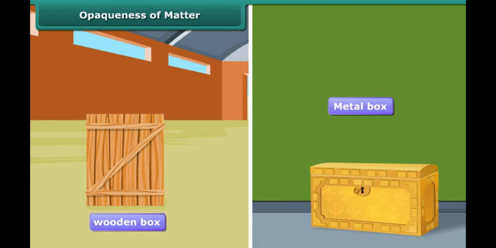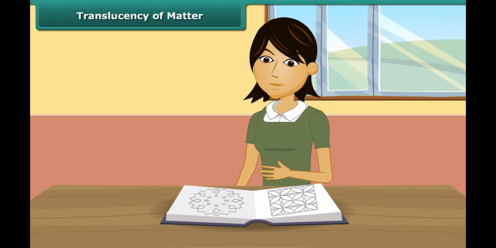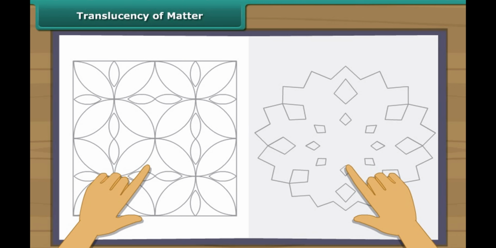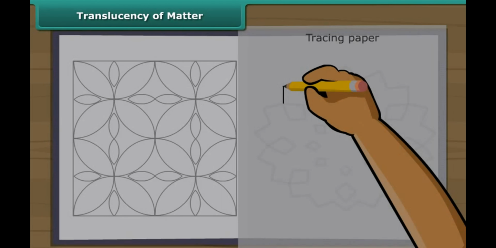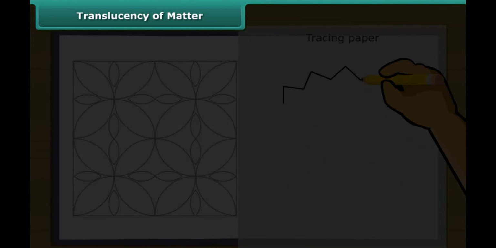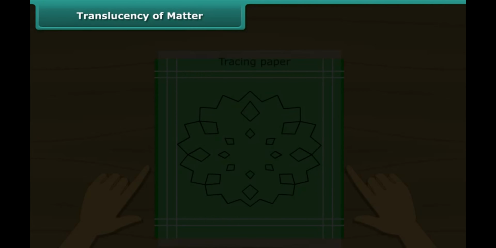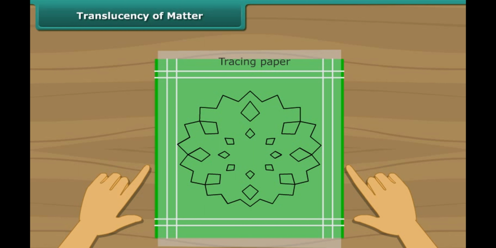For example, we cannot say what is kept in a closed wooden box or a metal container, as wood and metal are opaque. Rekha is getting ready to embroider a handkerchief. She has located a pattern in a book. She wants the same on her handkerchief. She uses a tracing paper to copy the pattern from the book onto her hanky. Now she is all set to embroider.